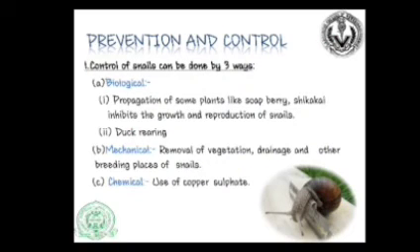Lastly, the prevention and control. How can this disease be controlled or its occurrence minimized? Number 1. By control of snail population in 3 different ways. A. Biological. Propagation of some plants like soapberry, shikakai inhibits the growth and reproduction of snails. Duck rearing. Ducks may consume a large number of snails of the pond. B. Mechanical. Removal of vegetation, drainage of swamps and other breeding places of snails. Removal of snails through fishing net. C. By use of copper sulfate.